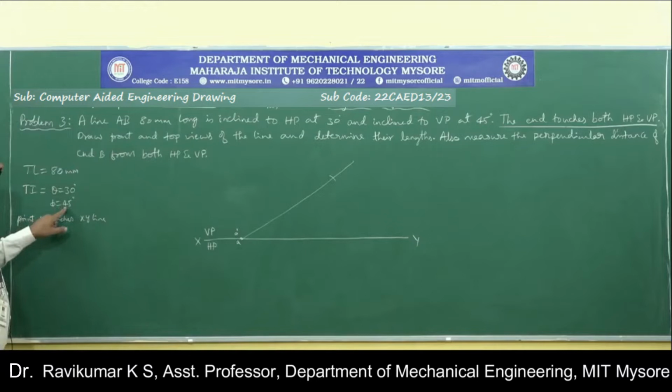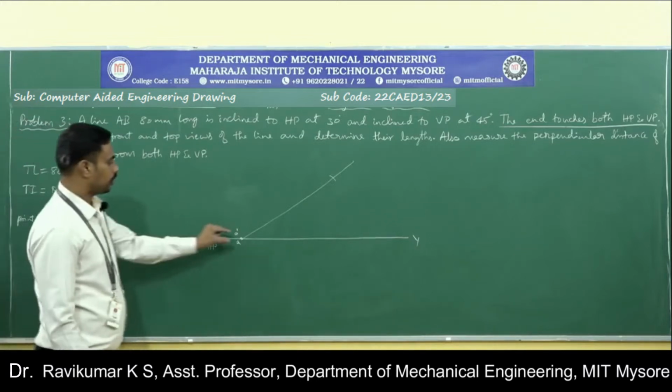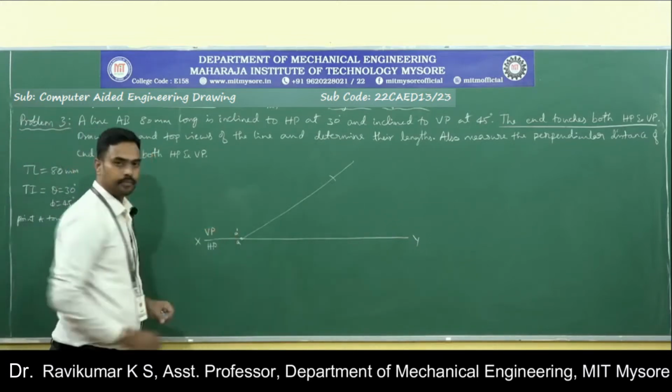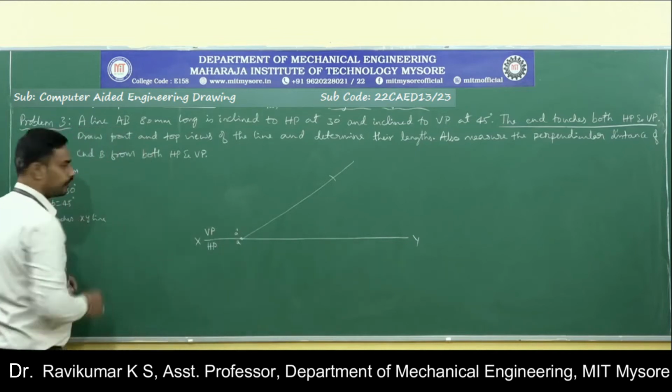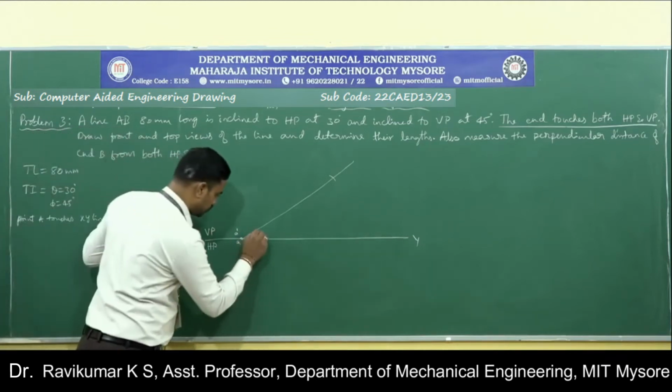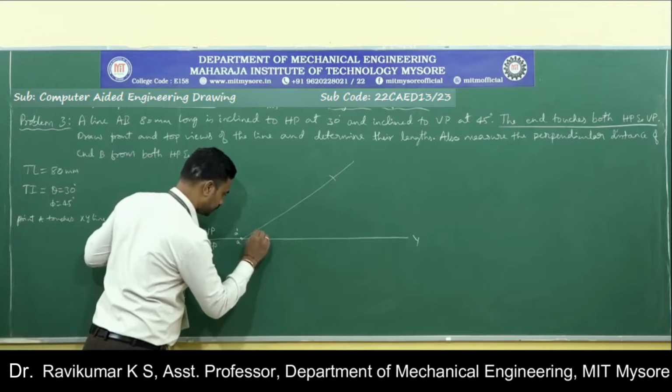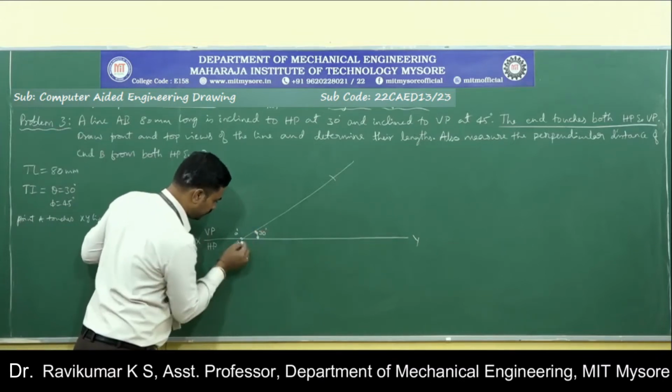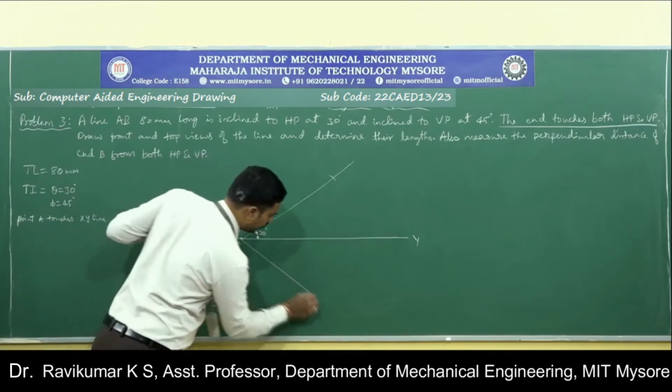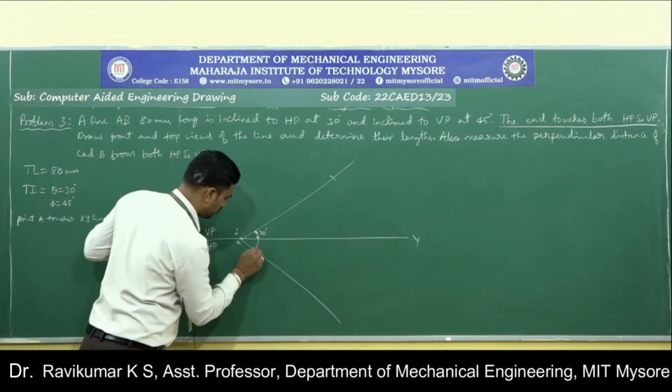Similarly, phi 45 degree, again keep a protractor inverted at point A, then measure 45 degree, so this will be 30 degree. Measure 45 degree and draw a line for 45 degree. This angle will be 45 degree.